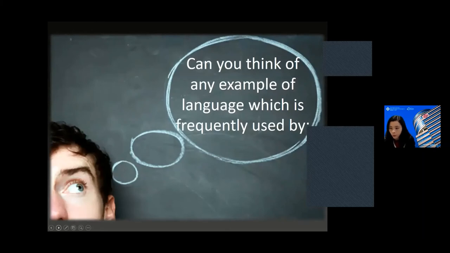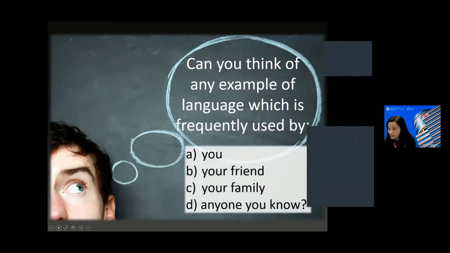So, I just want to do this so that I can hear something from you and also get to know you better. If you have any examples yourself of language frequently used either by you yourself or your friend or friends or your family or anyone you know at all, like the examples that I've just given, can you share with us on the chat box? Because I'm sure you will come up with very interesting examples. So that's a great chance for us to share some of these. So I'll give you probably a minute or two so that you can think of these examples and then type them in the chat box to share with us, okay?